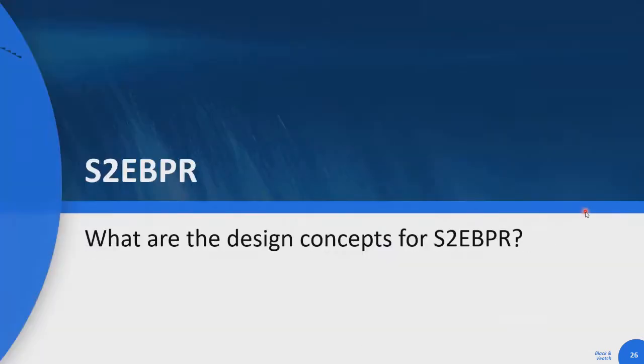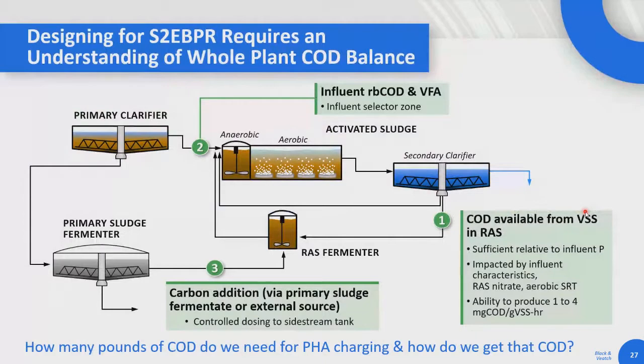So what are the design concepts for S2EBPR? When we're designing for a side stream EBPR process, we really have to have an understanding of the whole plant COD balance. All right. So just looking at a very generic process flow diagram, when we're thinking about having a RAS fermenter and how it's going to work, the first thing we have to understand is, well, how much carbon can we actually access from that RAS, right? How much COD is actually going to be available?